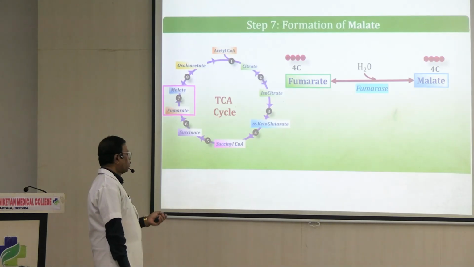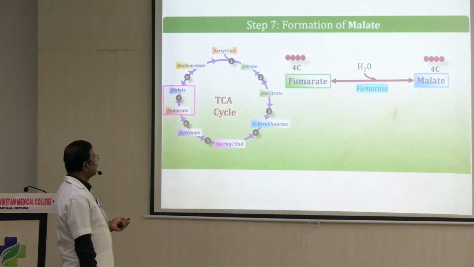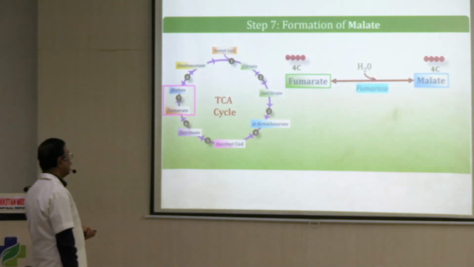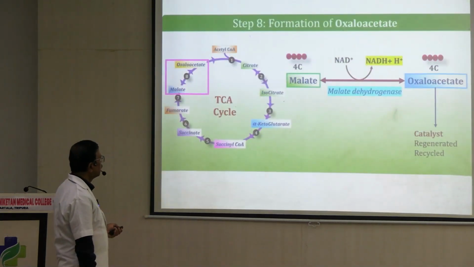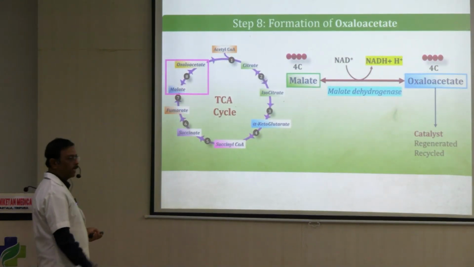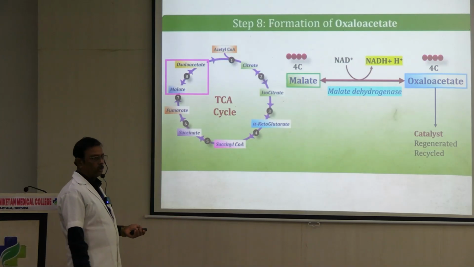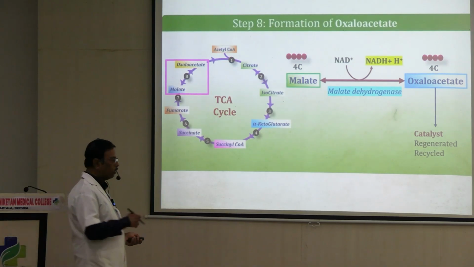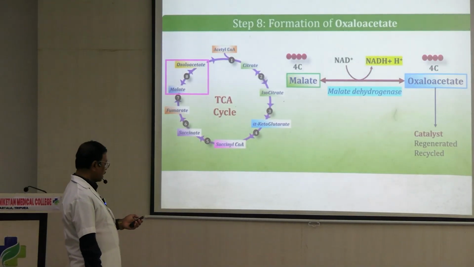Then formation of malate by fumarase. Fumarase acts upon the fumarate and produces malate. Then malate, with the help of malate dehydrogenase, produces oxaloacetate again. Oxaloacetate is actually not synthesized, it is recovered from the reaction. So it acts as a catalyst.